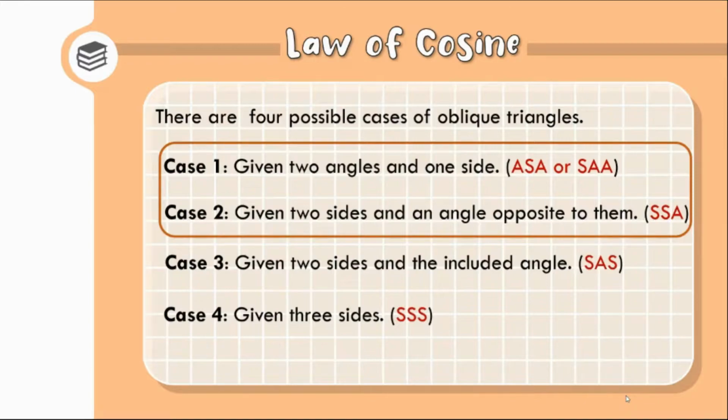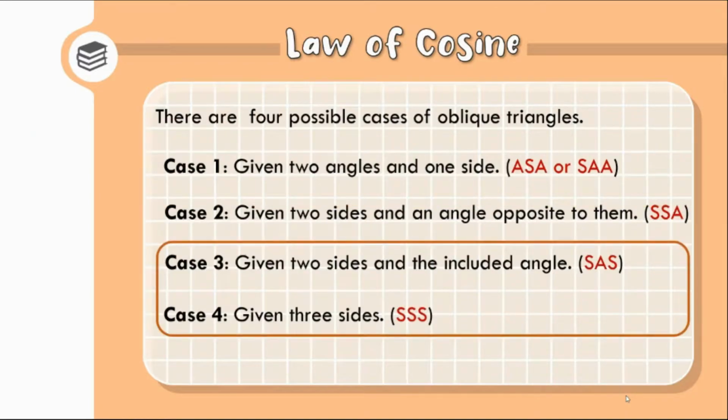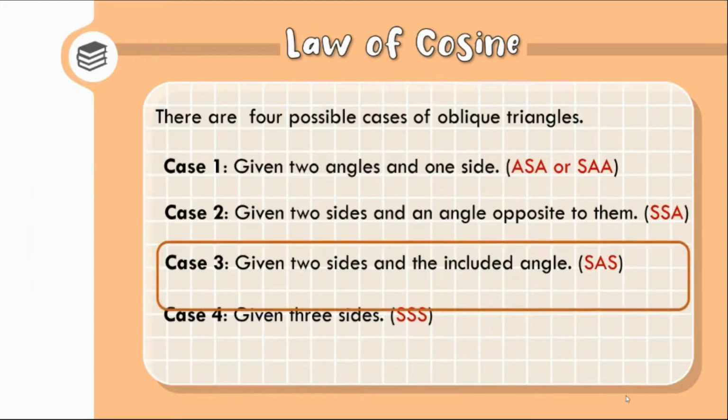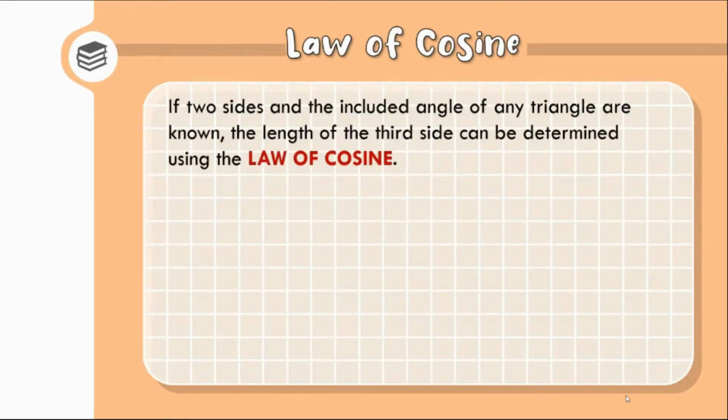Please refer to the video link in the description box for the law of sines. This time, case 3 and case 4 are solved using the law of cosines. So let's start first with case number 3. If two sides and the included angle of a triangle are known, the length of the third side can be determined using the law of cosines.